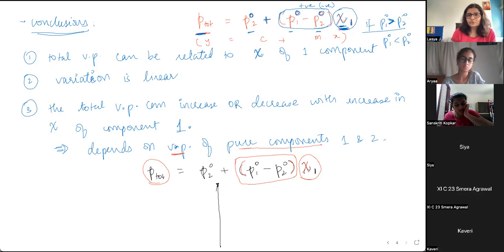Okay, so consider two cases. Case one, if P1 naught is greater than P2 naught. So P1 naught greater than P2 naught मतलब P1 naught can easily vaporize. इसलिए उसका vapor pressure ज़्यादा है. So there's more quantity in the gas form. So if P1 naught is greater than P2 naught, तो ये brackets में जो है इसका value what will it be? P1 minus P2.